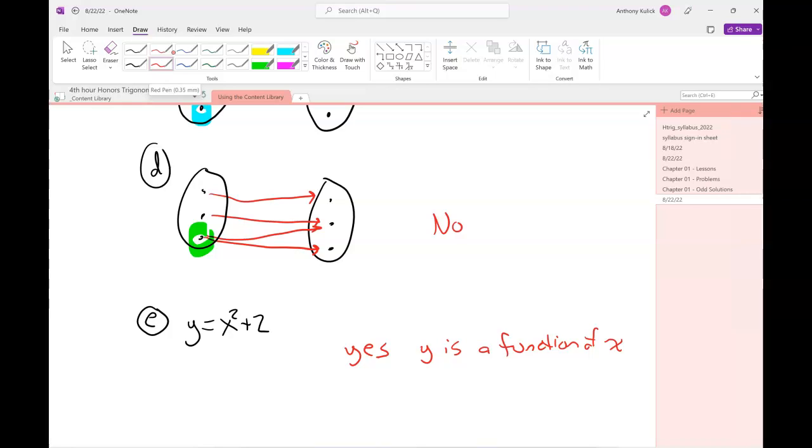In Algebra 2, that would have been the case. But there's nothing about the way this is written for us to know that x is the independent variable and y is the dependent variable. And if it was the reverse, if x depended on y, would it be a function? No. Why not?